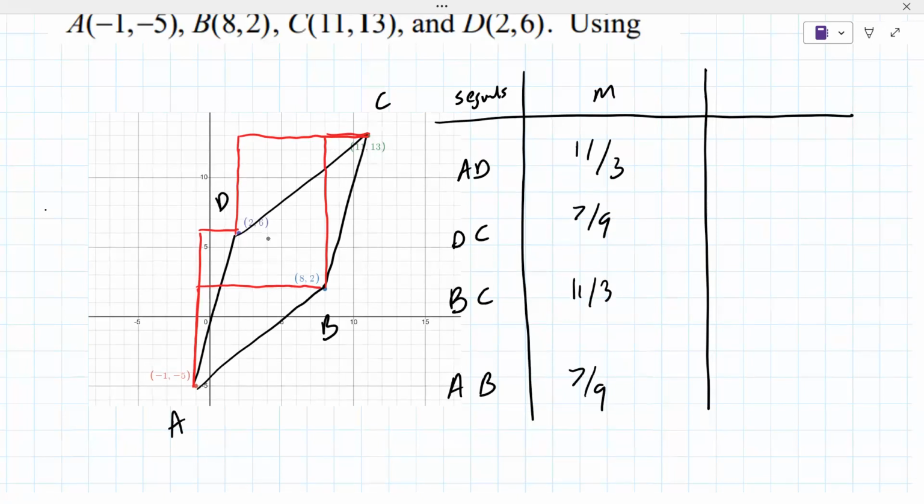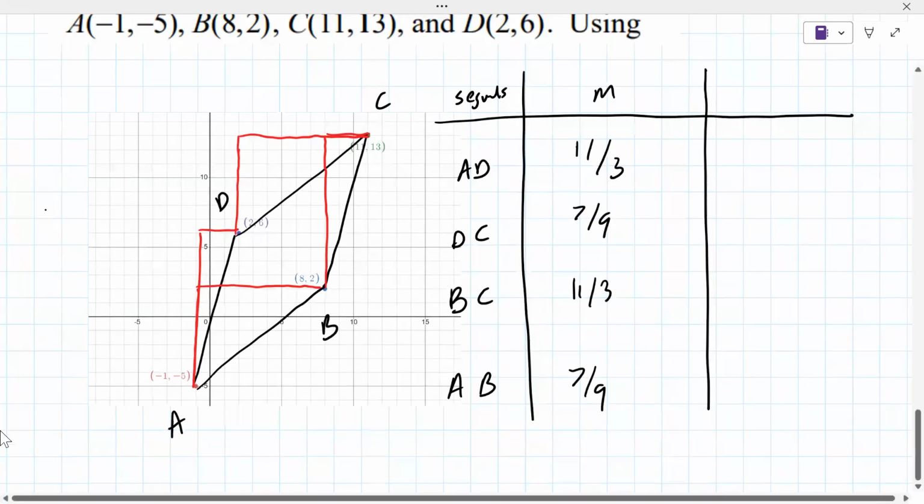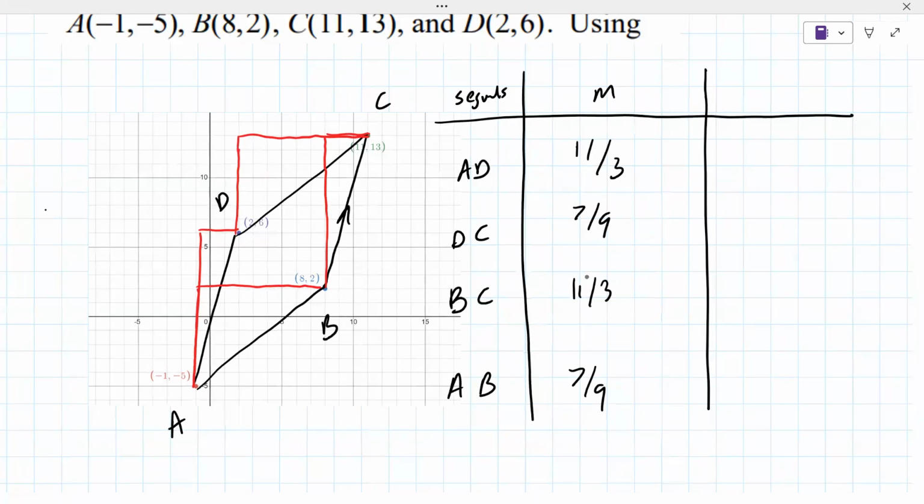Now, just looking at the slopes, what do you know about A to D on the left here, and B to C? What do you know about those two based on the slopes? Well, that they're both equal, and D to C and A to B are equal. Right. They have the same slope. Lines that are parallel have the same slope. So you now know that this is a parallelogram.